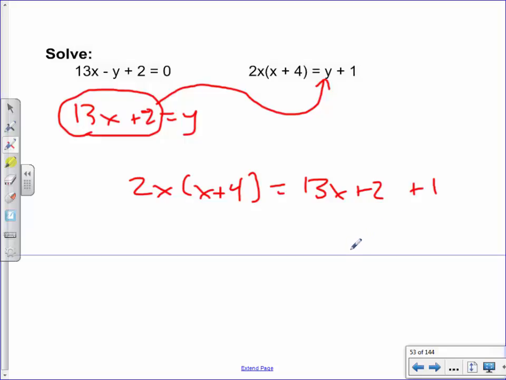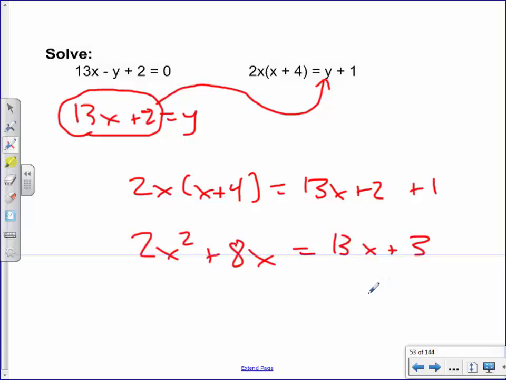Which side? Oh, yes. Okay, but here's the difference, though. We still haven't untangled the rope. There's a bracket right here. Gotta foil it, which means I'm going to get 2x squared plus 8x equals 13x plus, what did I call that, 3? This is different.